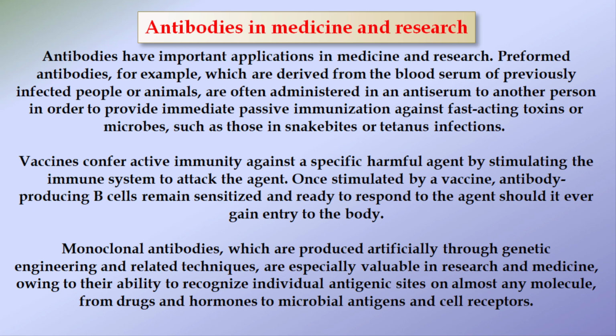Vaccines confer active immunity against a specific harmful agent by stimulating the immune system to attack the agent. Once stimulated by a vaccine, antibody-producing B cells remain sensitized and ready to respond to the agent should it ever gain entry to the body. Monoclonal antibodies, which are produced artificially through genetic engineering and related techniques, are especially valuable in research and medicine, owing to their ability to recognize individual antigenic sites on almost any molecule, from drugs and hormones to microbial antigens and cell receptors.